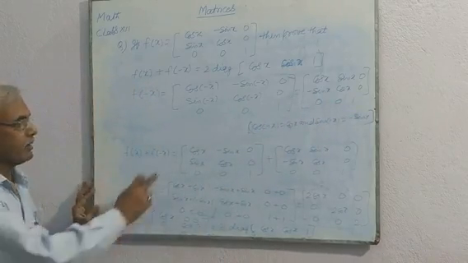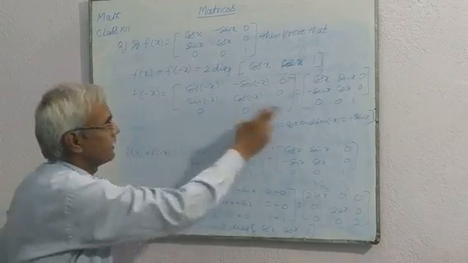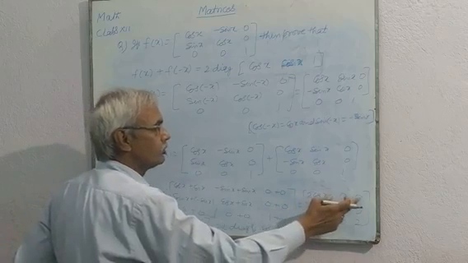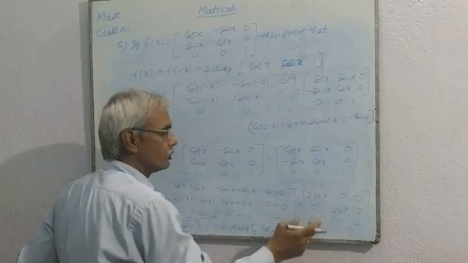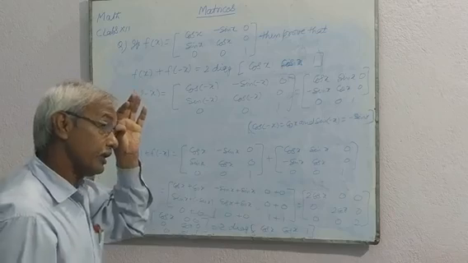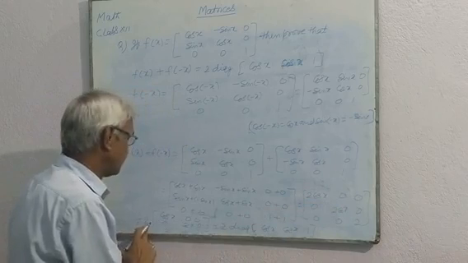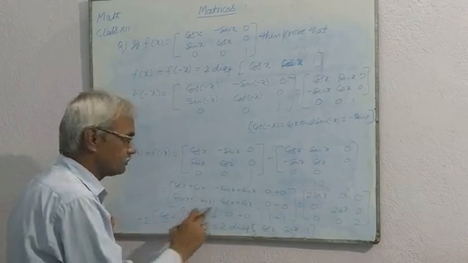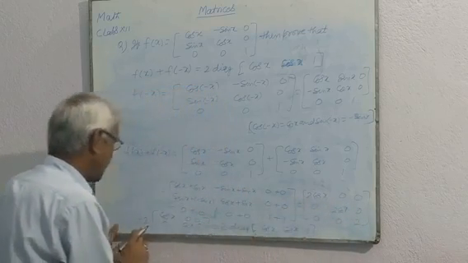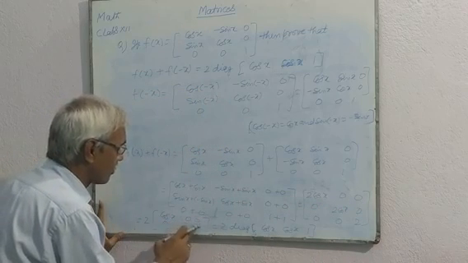f(x) plus f(-x), adding them, we get [2 cos x, 0, 0; 0, 2 cos x, 0; 0, 0, 2]. 0 plus 0 is 0. Here 2 is a common multiple of each element of that matrix, so taking 2 out, we get 2 times [cos x, 0, 0; 0, cos x, 0; 0, 0, 1].